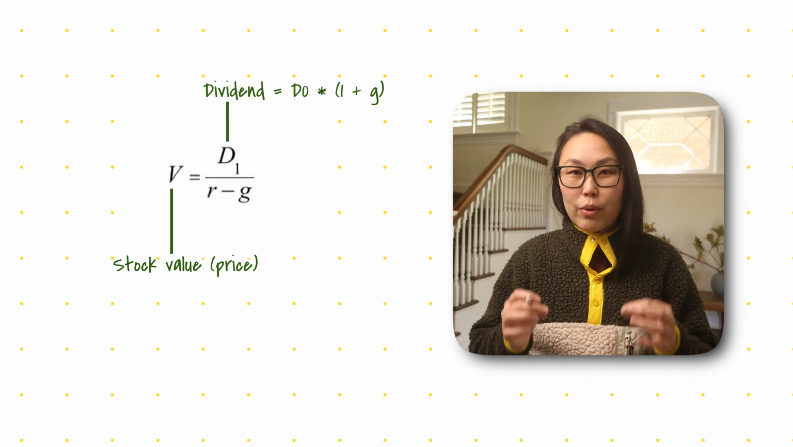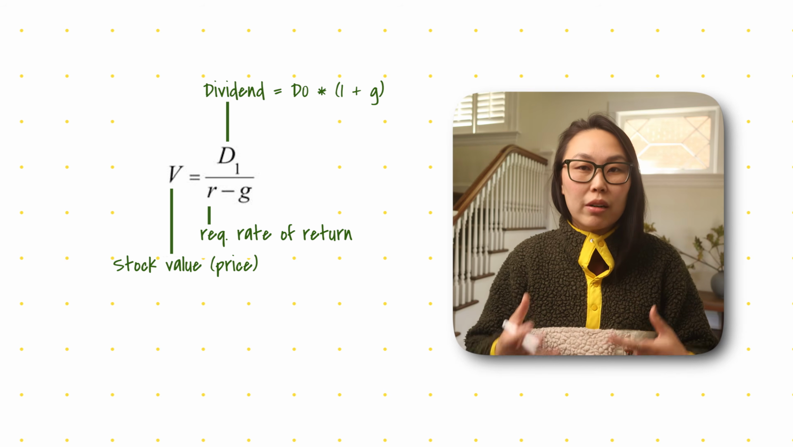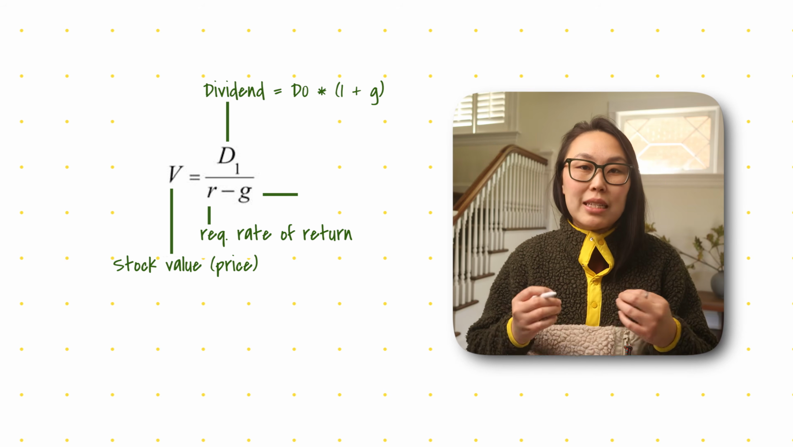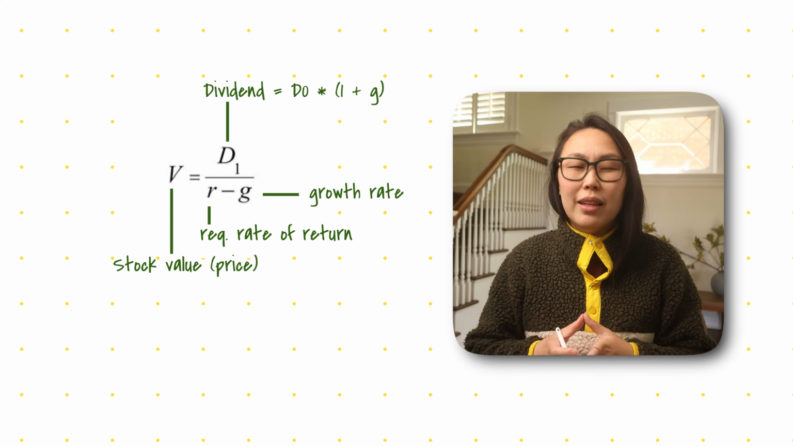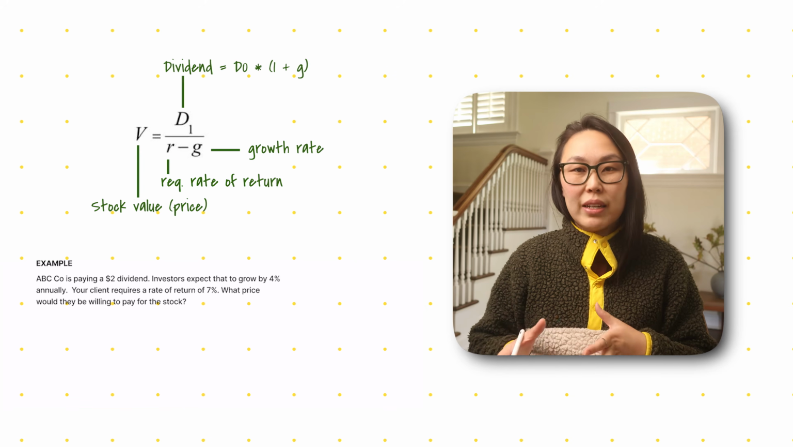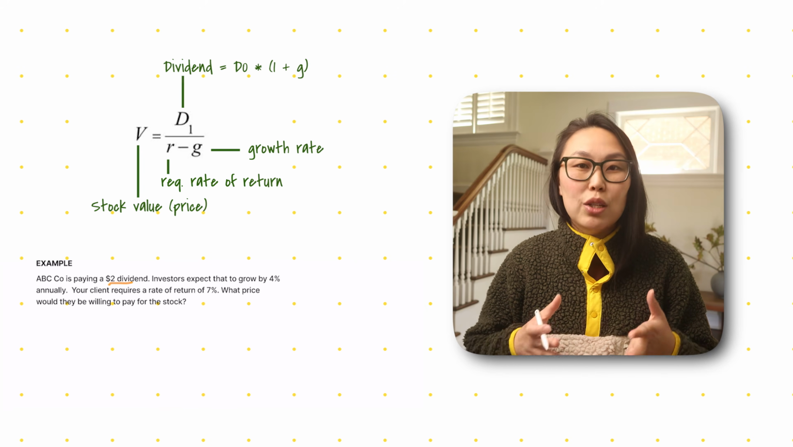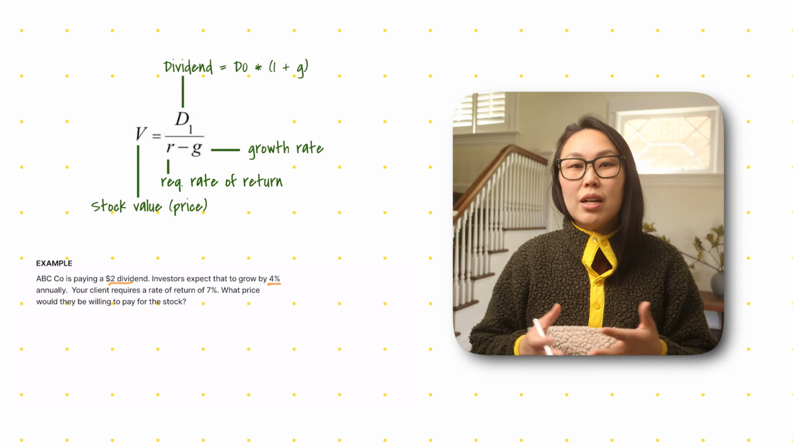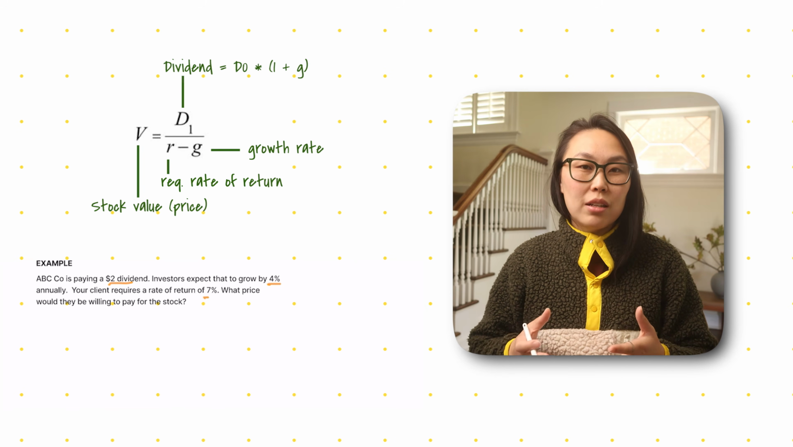Now, in the denominator, we have R, the required rate of return. That number is set by you or your client, and then G is the expected constant growth rate of the stock's dividends. Let's walk through a simple example. ABC Co. is paying a $2 dividend. Investors expect that to grow by 4% annually. Your client requires a rate of return of 7%. What price would they be willing to pay for the stock?